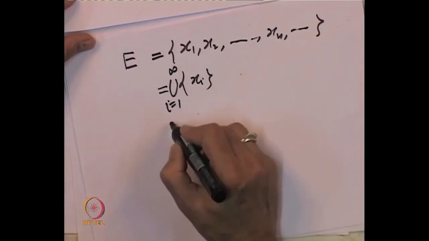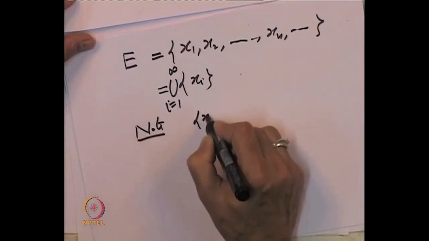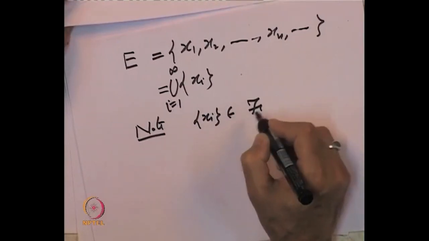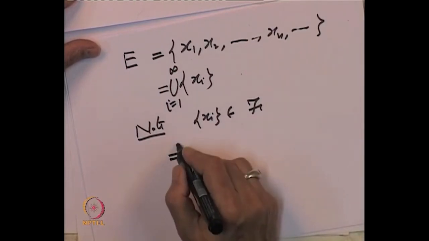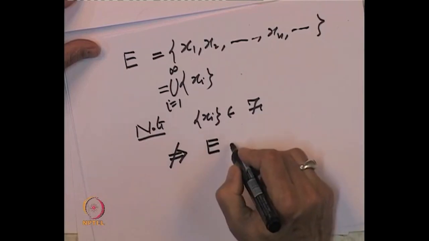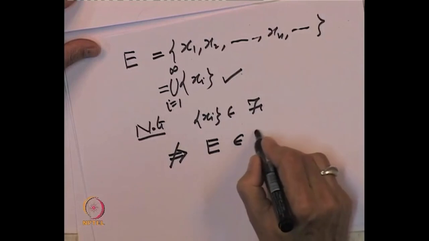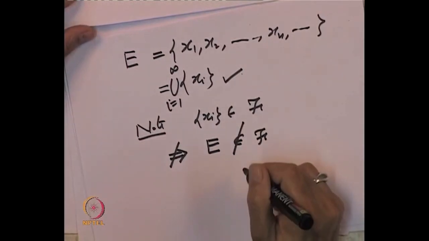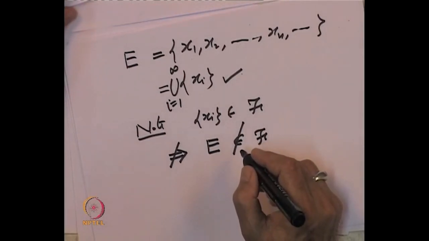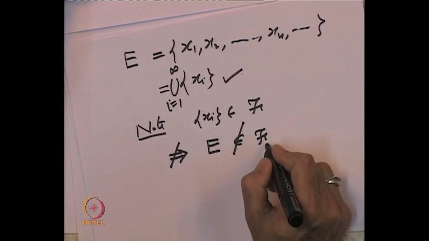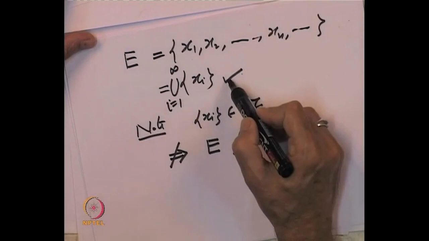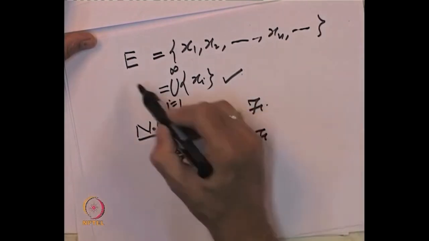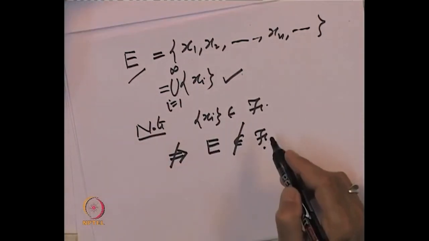And note, let us observe that singleton x i is an element in the algebra F, because a singleton is a finite set. And that does not imply that E, which is a union of these elements, belongs to F. E does not belong to F. Why does E not belong? Because if E has to belong to this collection F, E should be either finite or E complement is finite, both of which are not true. So, if I take a set E which is countably infinite, then it is a countable union of elements of F and it does not belong to F. So, F is not going to be a sigma algebra.